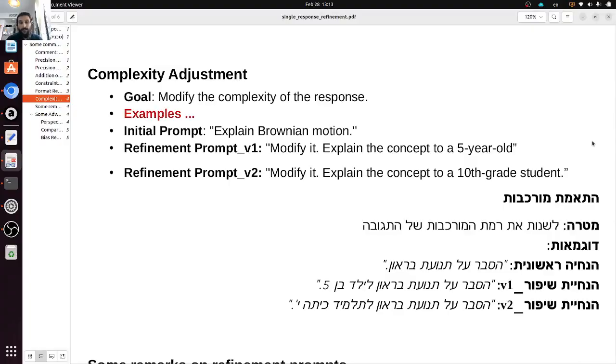The last type of refinement that I would like to mention is complexity adjustment, and the purpose of this refinement type is to adjust the difficulty level to the user's background. So here on the screen we see 2 versions of a complexity refinement prompt. In general, I would say that this type of refinement is most useful when learning about new topics.